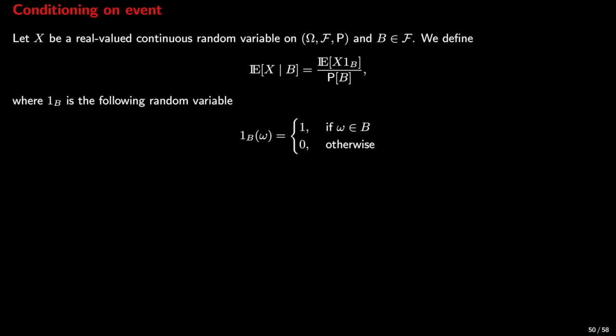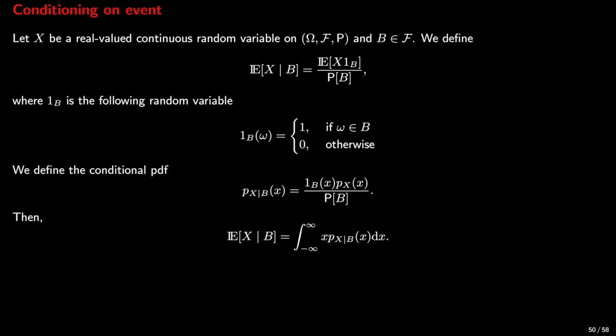The expectation of X conditional on B is defined as the expectation of X times the characteristic function of B, divided by the probability of B. I will explain what the characteristic function is in a moment. This definition only makes sense if the probability of B is non-zero. The characteristic function of a set B is a random variable denoted by 1 subscript B, and this is equal to 1 if omega is inside B and 0 otherwise.